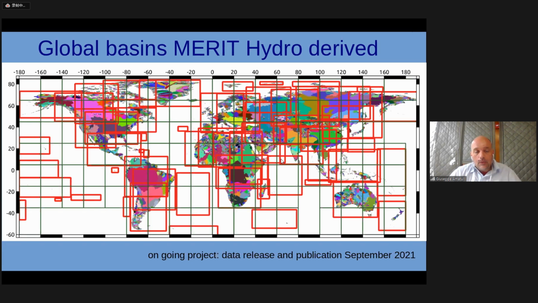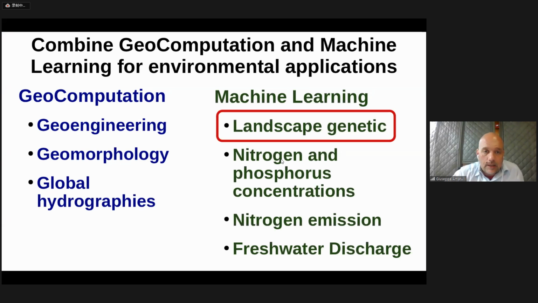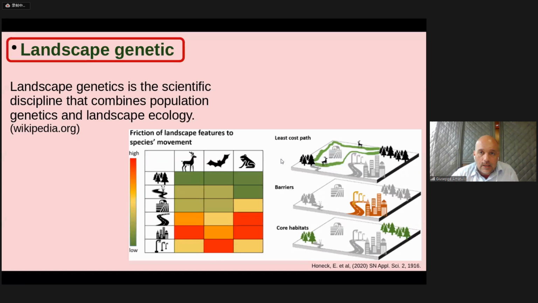So far, we have seen different kinds of applications in geocomputation that rely on really massive data processing, especially this last one, which is quite complex, an achievement that we have accomplished. But let's move to some other examples that are more related to machine learning. One of these is one that came out a few months ago in landscape genetics. Let's see what landscape genetics is. Landscape genetics is the scientific discipline that combines population genetics and landscape ecology.